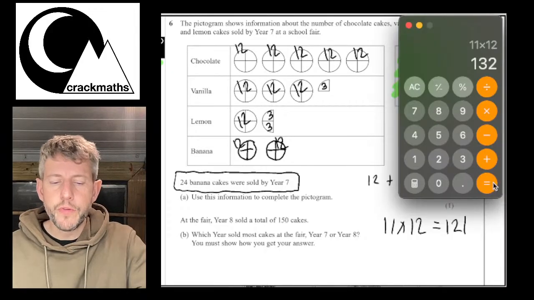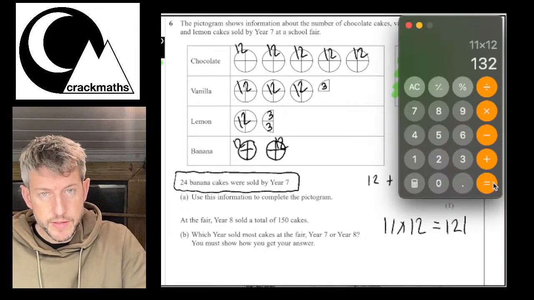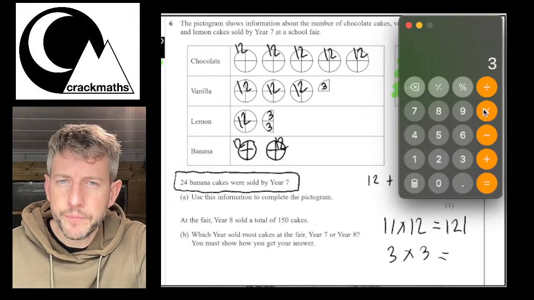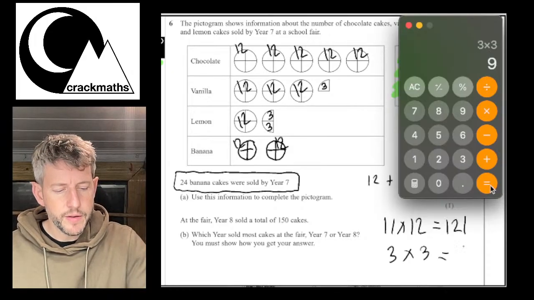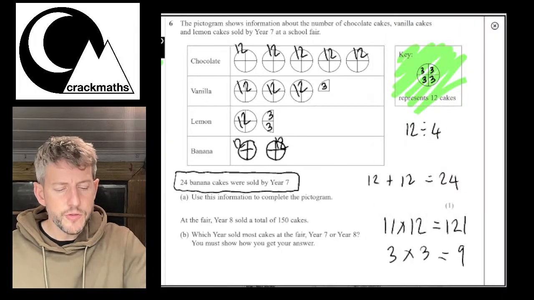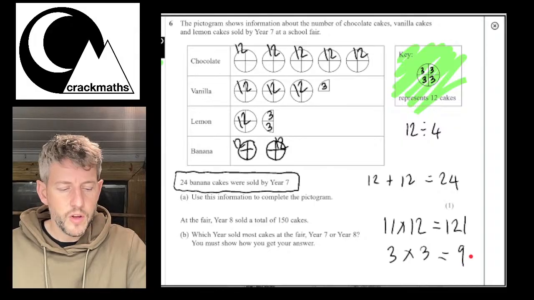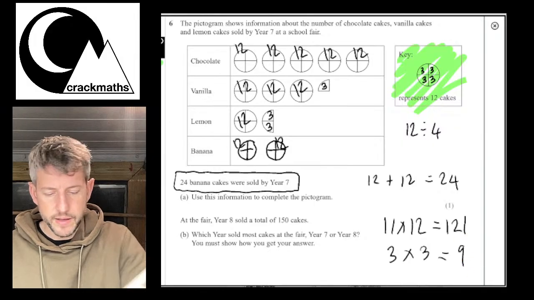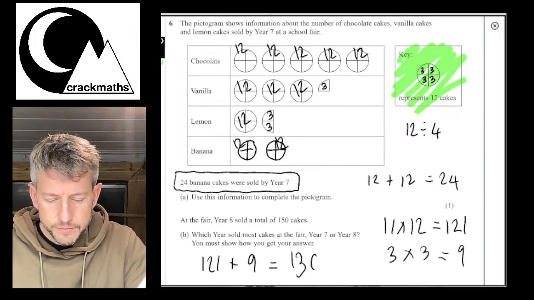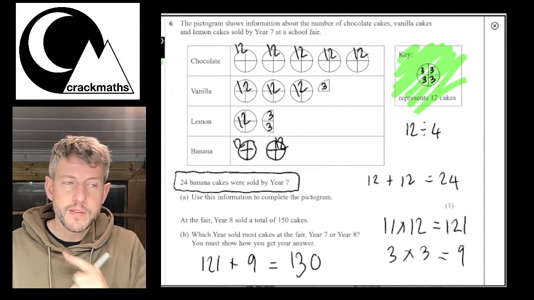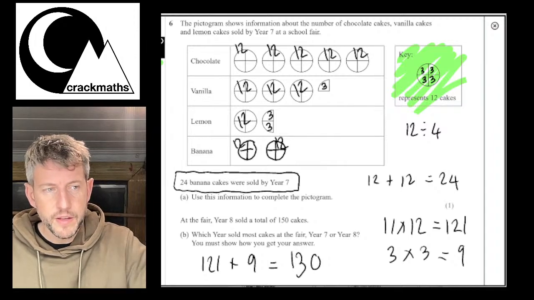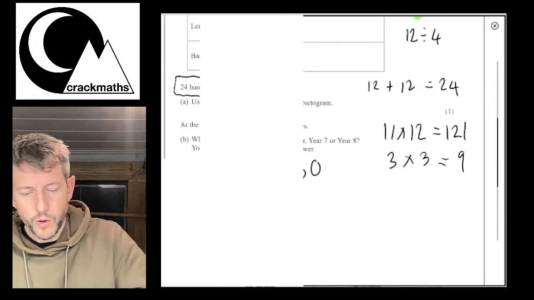And then I'm going to do the 3 bits of 3. So 3 times 3 for the small bits of cake equals 9. Now we've got 121 from the whole cakes and 9 from the little bits of cake, so 121 add 9 equals 130. So Year 7 sold 130 cakes and Year 8 sold 150 cakes. Therefore, Year 8 sold more cakes.